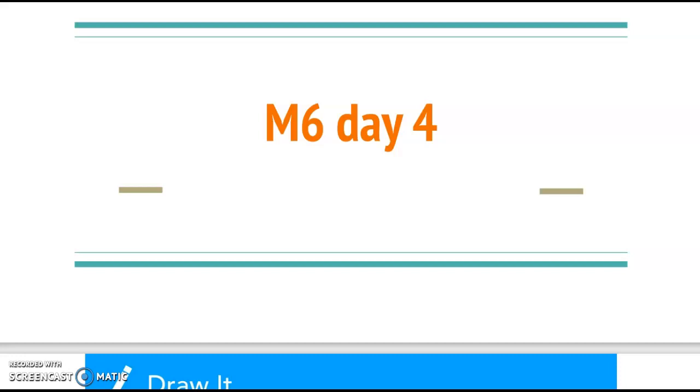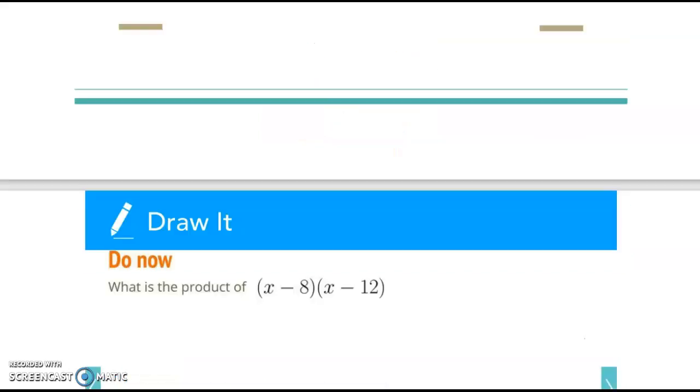All right, so I'm going to be starting on Module 6, Day 4. This whole unit is dealing with factoring, solving for solutions of quadratic expressions. And just to let you know, quadratic expressions are also known as polynomials.